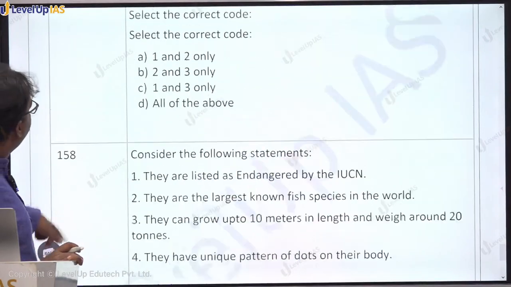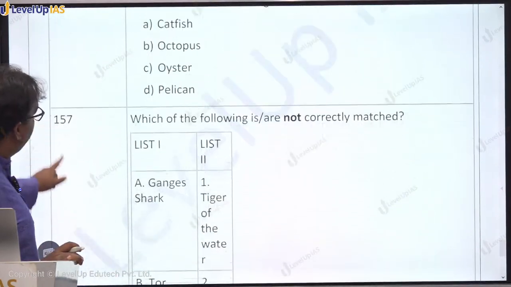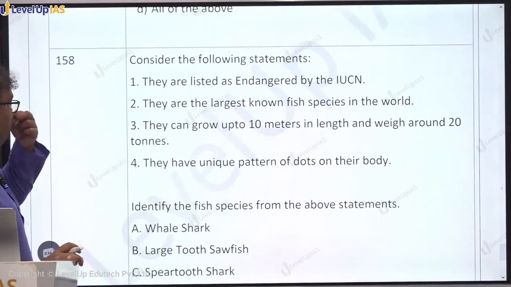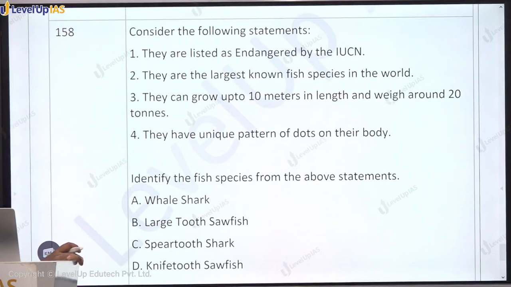158. Huh? Did I miss a number? Oh, we reached here so quickly. 158. They're listed as endangered. They are the largest known fish species. Whale shark, done. Right, whale shark, easy. 158 A.